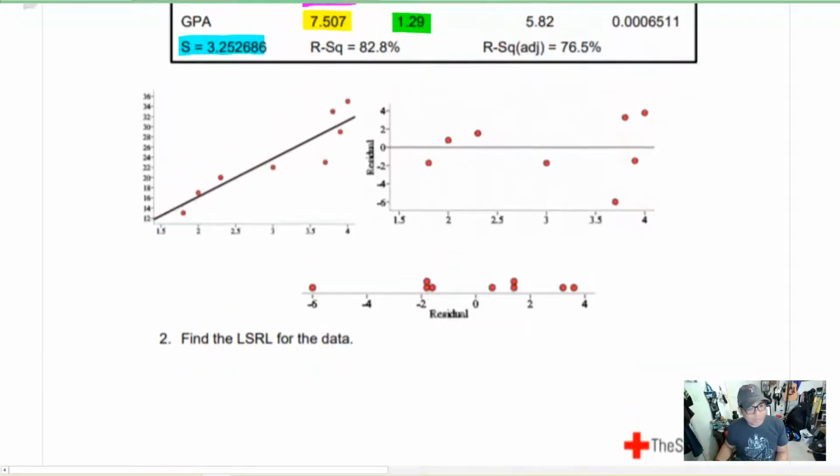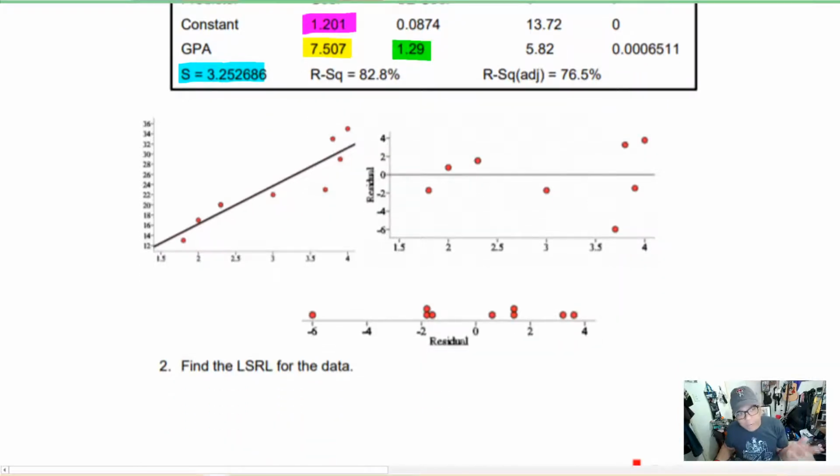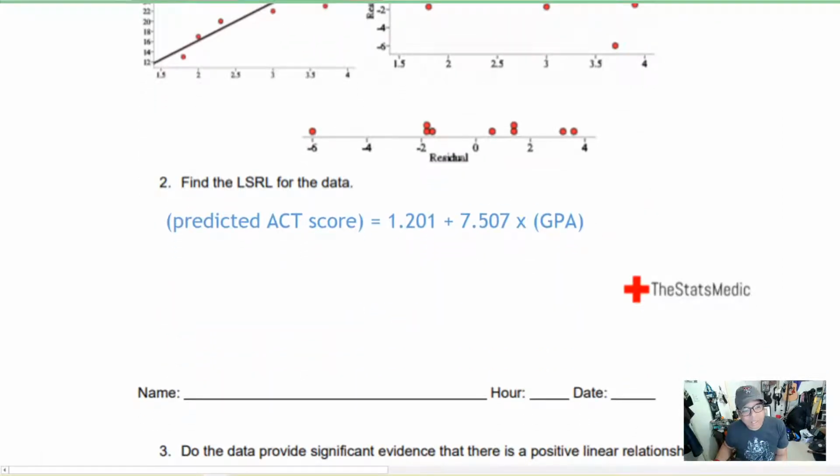So our first task here is to find the LSRL of the data. And luckily for us, we already highlighted the values of A and B, or I guess as we're calling them now, B0 and B1. Here again, I'm going to advocate that you write these as predicted ACT score and GPA instead of using the Y hat and X notation that a lot of people seem to favor. This will bake your context right into your equation, so there's no confusion about what any of this means, and you don't have to worry about defining what is Y and what is X.